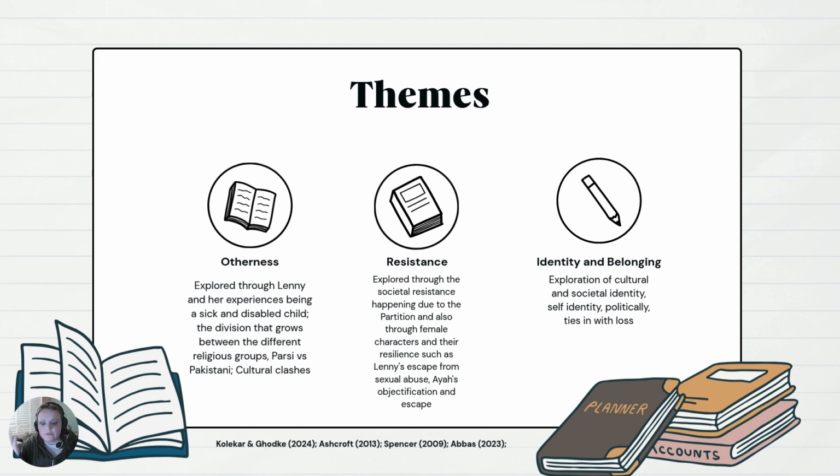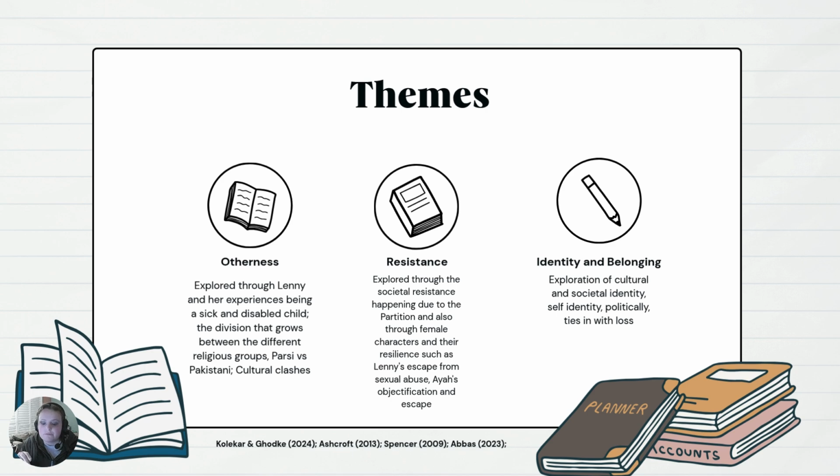Othering is a process of exclusion of someone or a group, usually marginalized groups, socially or psychologically, which in the novel ties in very closely with identity and belonging. And then moving on to resistance.